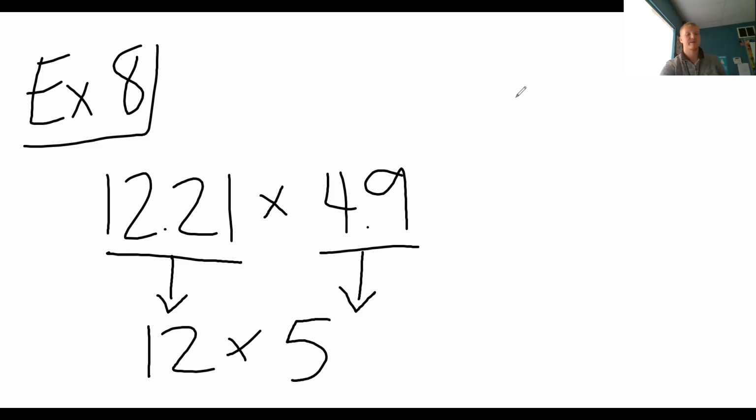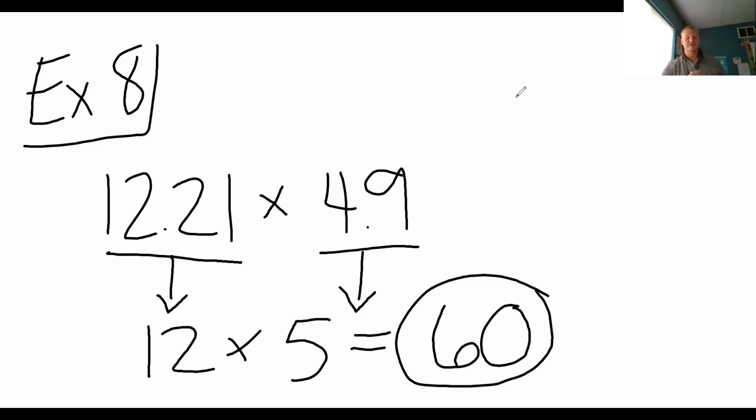12 times 5 is going to be what, Caleb? What's 5 times 11? Oh, what did I think? 55. 55 and then 60. Yep. So 60. Bravo. Good teamwork, guys. All right.